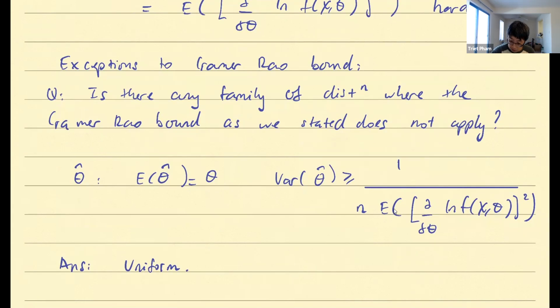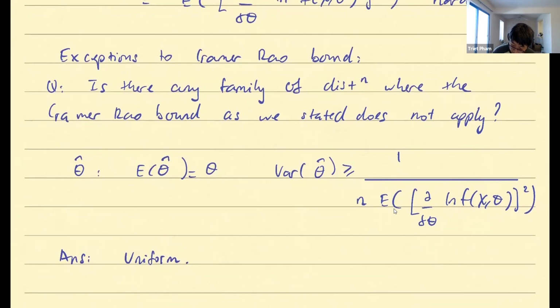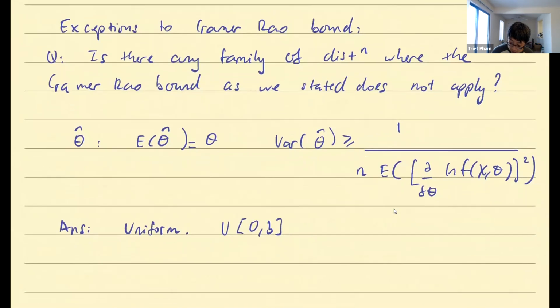Because here you are differentiating with respect to the parameter of the density. What is the density of the uniform? Let's say the uniform from 0 to b. Let's say X is uniform. The density, in terms of b, will be 1 over b. And this is where a lot of students make a mistake, because they think, I can take the log, I can take the derivative. That's not true because there is an indicator function, that x is between 0 and b.